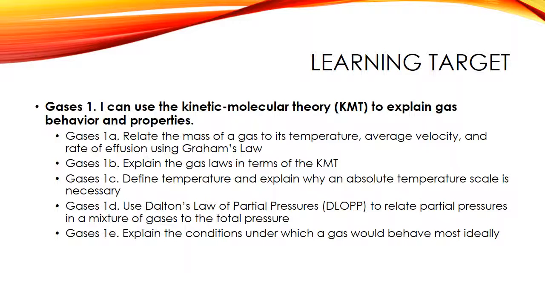As you can see, it says I can use the kinetic molecular theory, otherwise known as KMT, to explain gas behavior and properties. There are some sub-targets here, and throughout this first video we will be focusing almost entirely on this first statement here, Gases 1A. We want to be able to relate the mass of a gas to its temperature, average velocity, and rate of diffusion using Graham's law. The next sequence of videos will continue to explore the rest of these sub-targets.